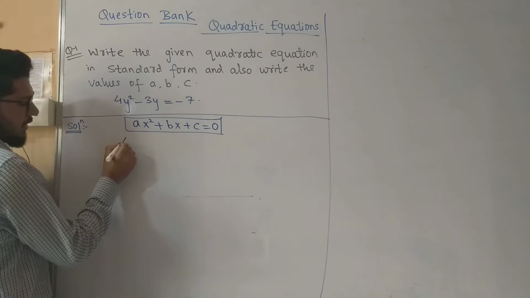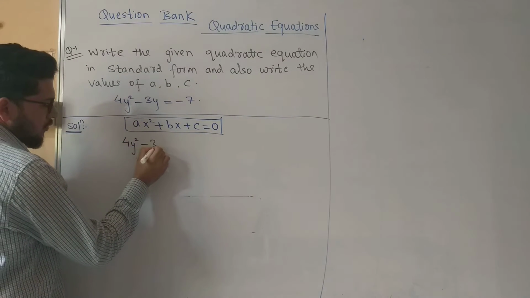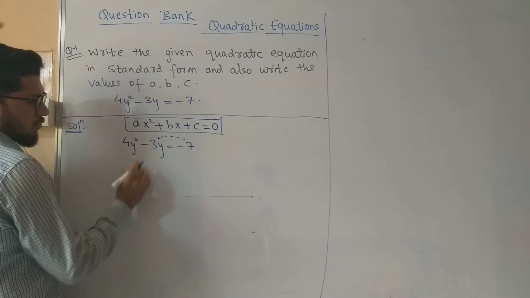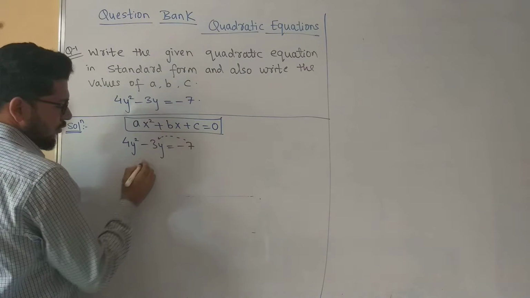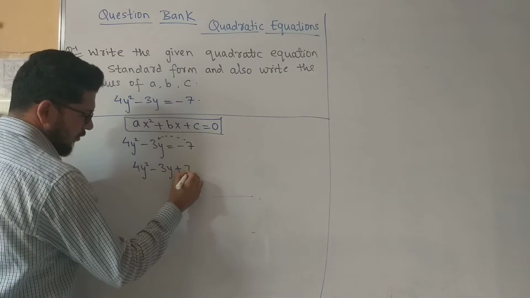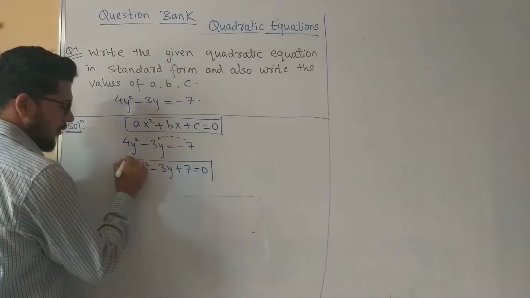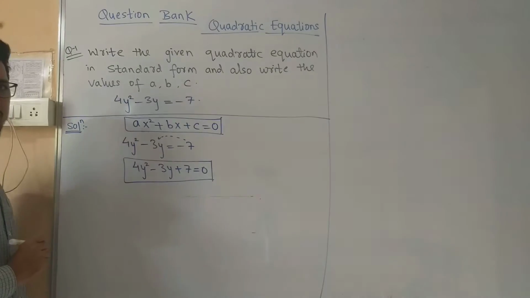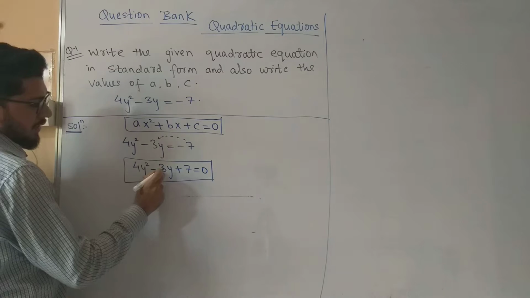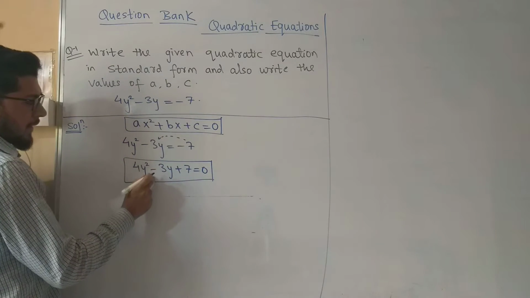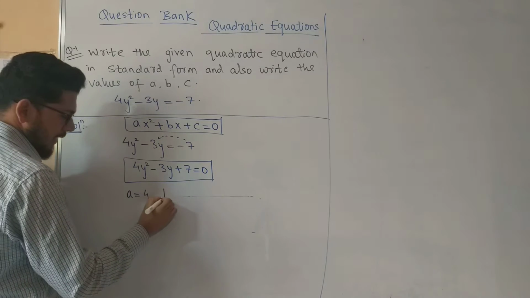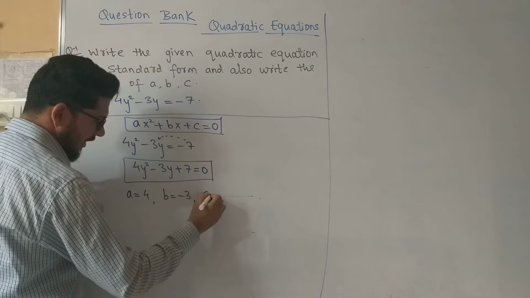First of all we will write the equation 4y square minus 3y equals minus 7. After that we will shift the minus 7 here to make ax square plus bx plus c equal to 0. It gives 4y square minus 3y plus 7 equal to 0, which is the standard form of the quadratic equation. Comparing, we get a as 4, b is minus 3 and c is 7.